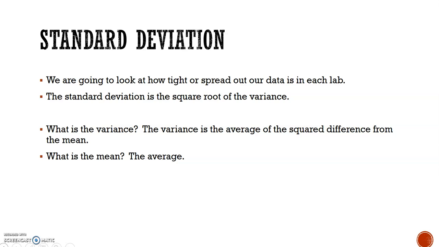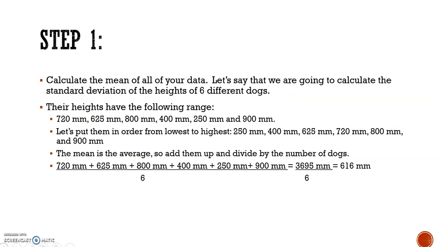In standard deviation, we're going to look at how tight or spread out our data is in each lab. The standard deviation is the square root of the variance. What is the variance? The variance is the average of the squared difference from the mean. And the mean is the average. Right, so we're going to go over the steps to calculate standard deviation. And hopefully you get all this stuff down. Remember to hit pause when you need to.